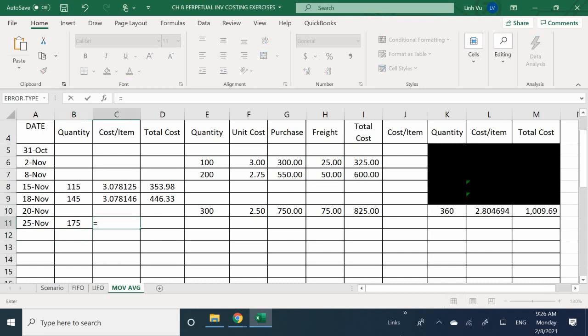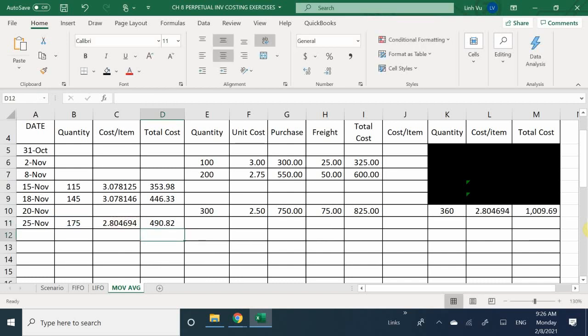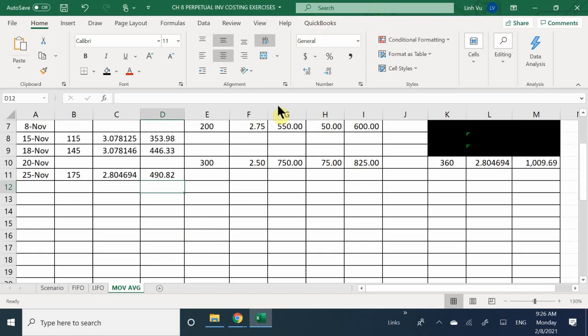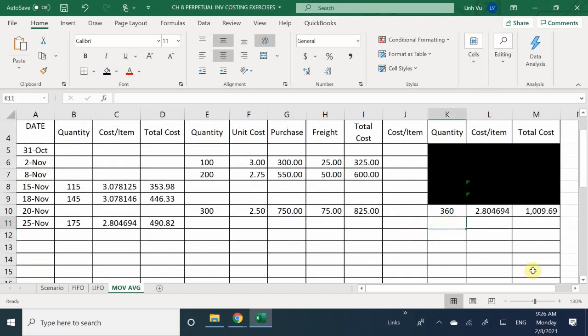What was my new average cost per item? 2.804694. Okay, so again, I'm going to apply my equal round formula. So what's my total cost of goods sold here? 490.82. So that means I need to make sure that my ending number should be a 7. If I started out with 360 and sold 175, how much should I have left? 185.